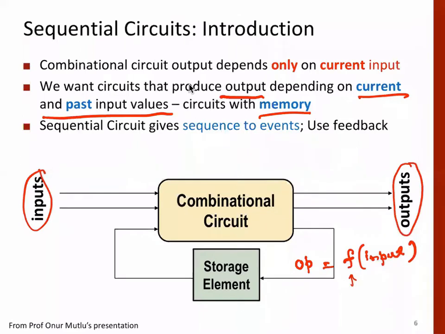Okay. So now there's a combinational circuit that's part of the whole design, and some output we take, and that we can store in a storage element. Okay, and that becomes input to again combinational logic. Along with a new set of input, it again produces output, and we again store some information out of the output in the storage element. Okay, so sequential circuits give us a sequence of events and use feedback, right?